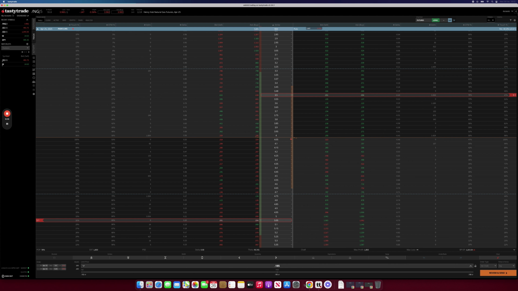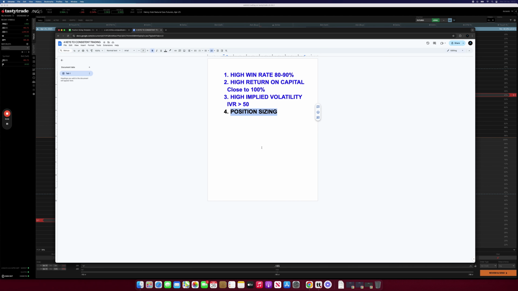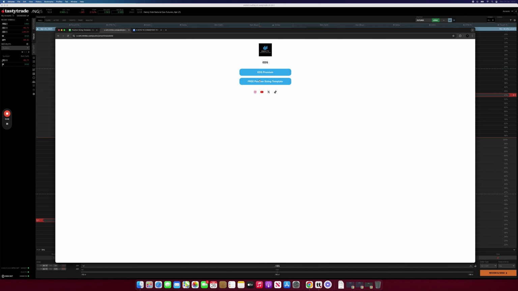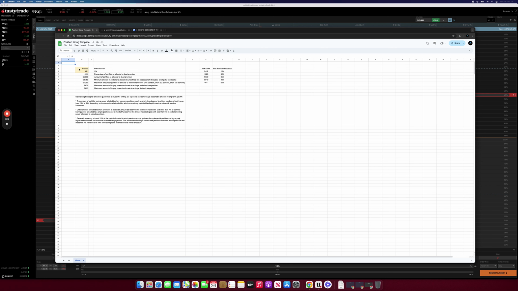Now, as we mentioned, position sizing is key. You need to know how much buying power to use, and in order to figure that out, we have created a free position sizing template that's available for everyone. To get a copy of it, the link is in the description. Just click the button and it will take you over to this spreadsheet.